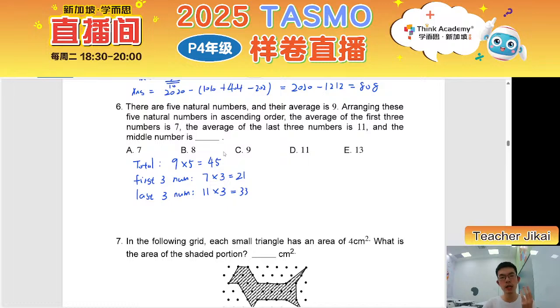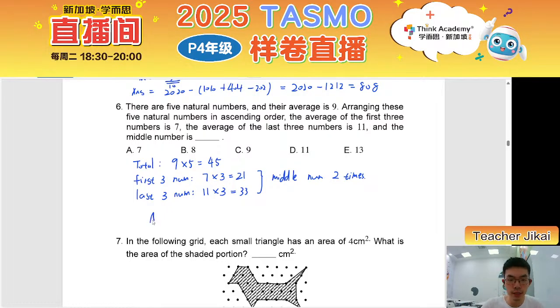Once we know the total of these parts, what are we going to do about the middle number? For the middle number, how many times has it been calculated in the first 3 plus the last 3? If we add them up, the middle number has been calculated 2 times, right? So we add the first 3 and the last 3 and minus the total. We will remain with the middle number here.